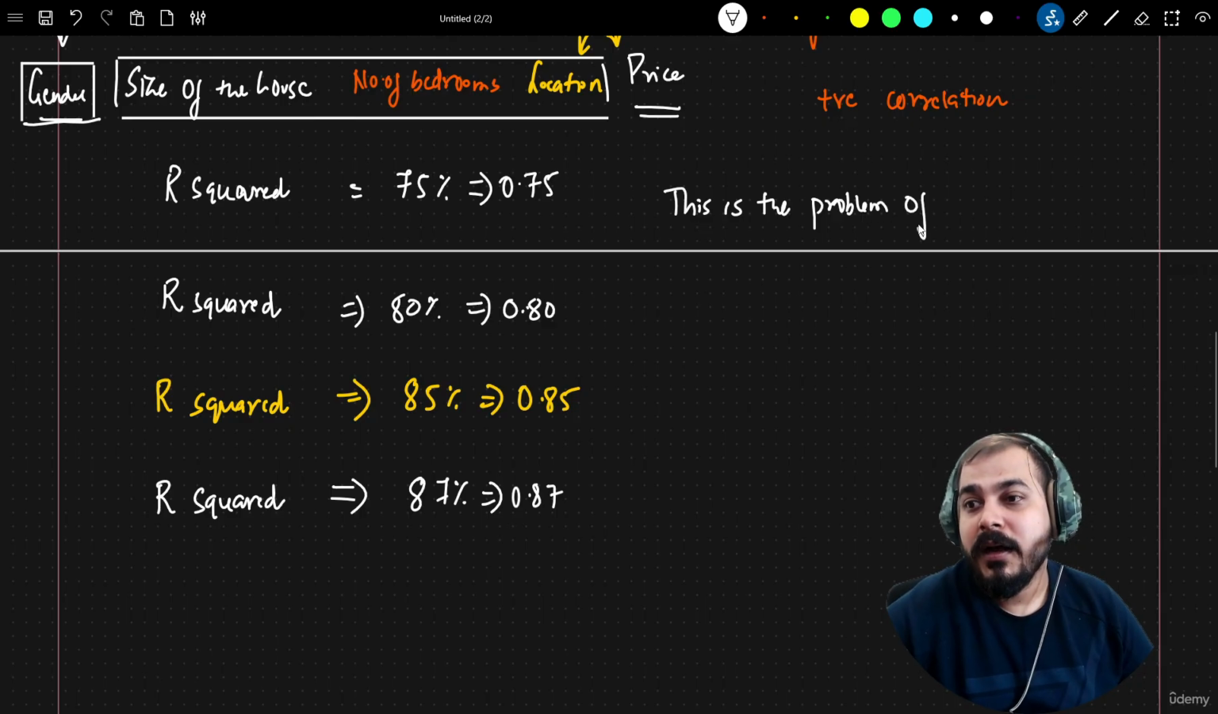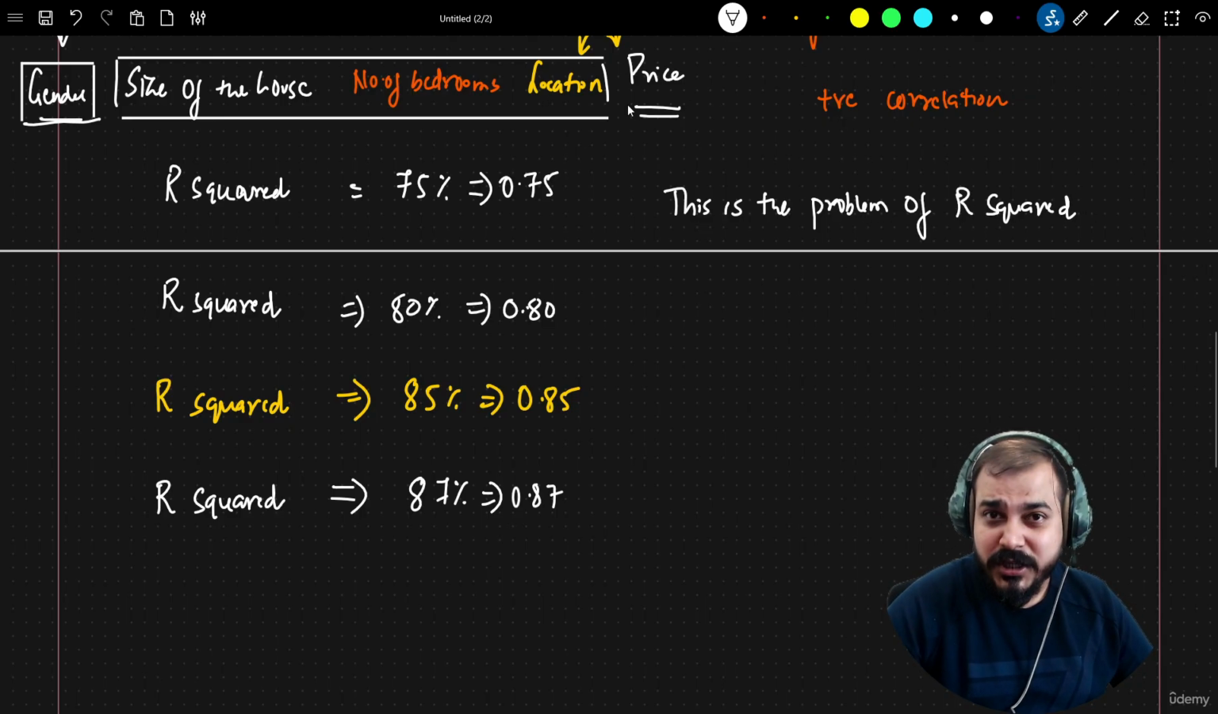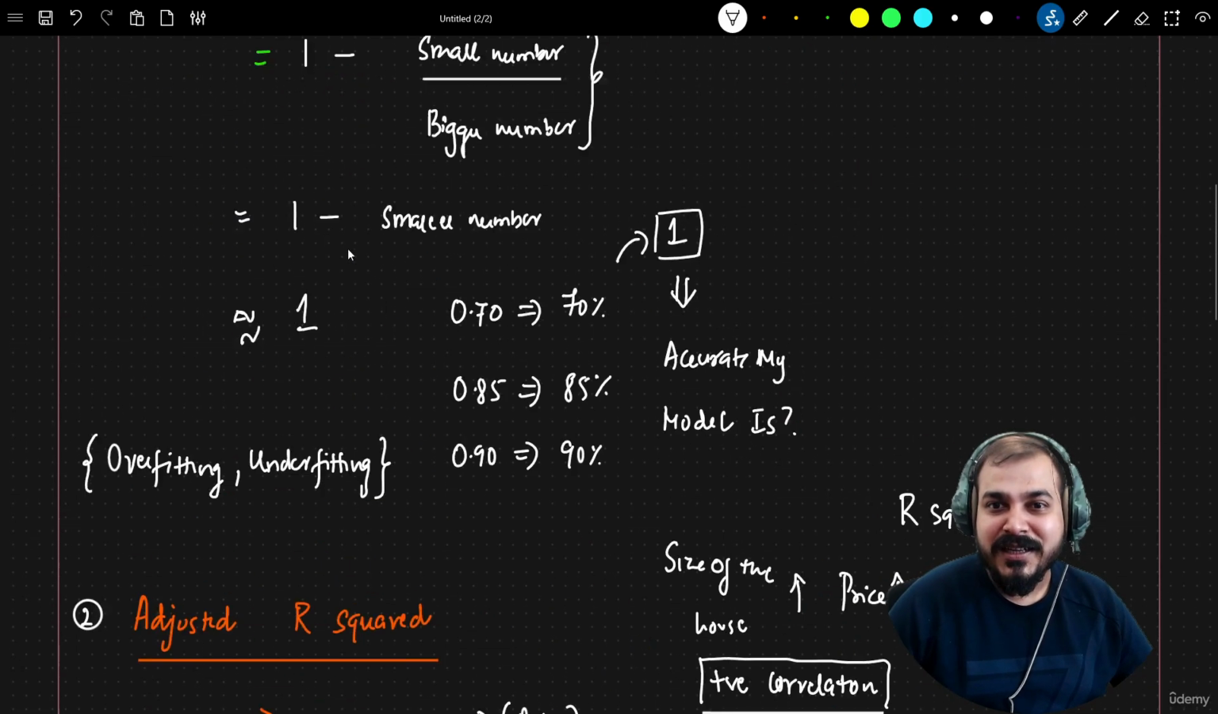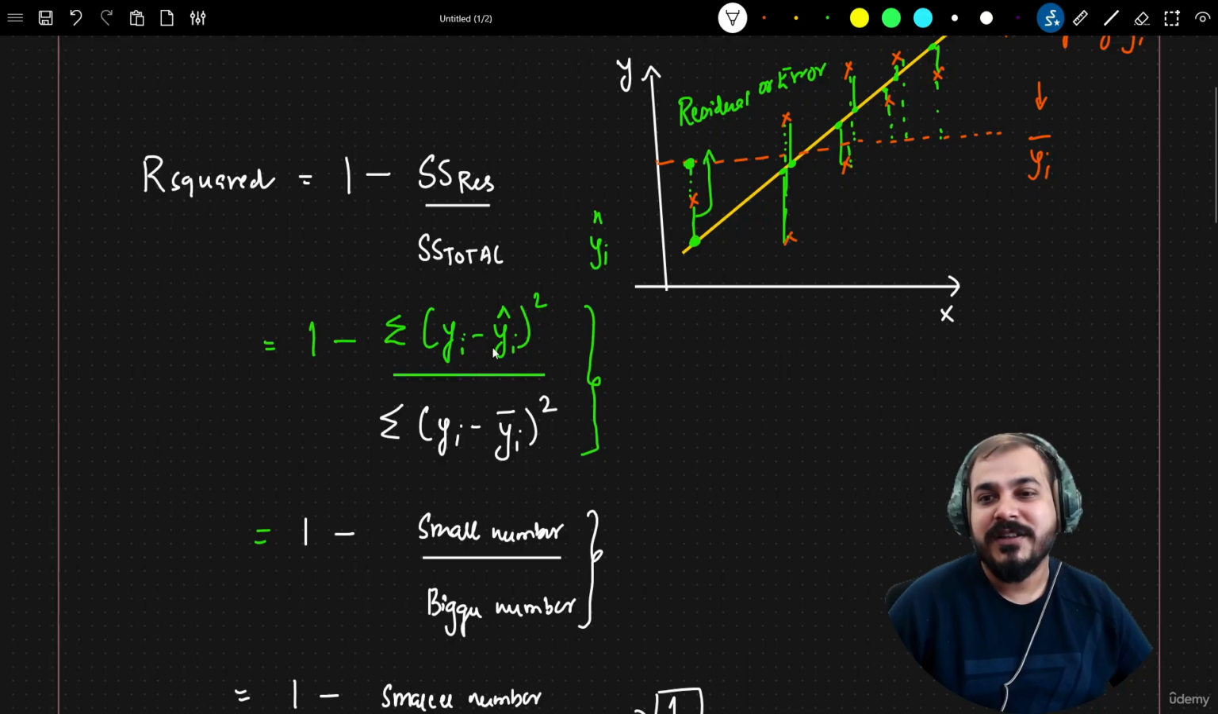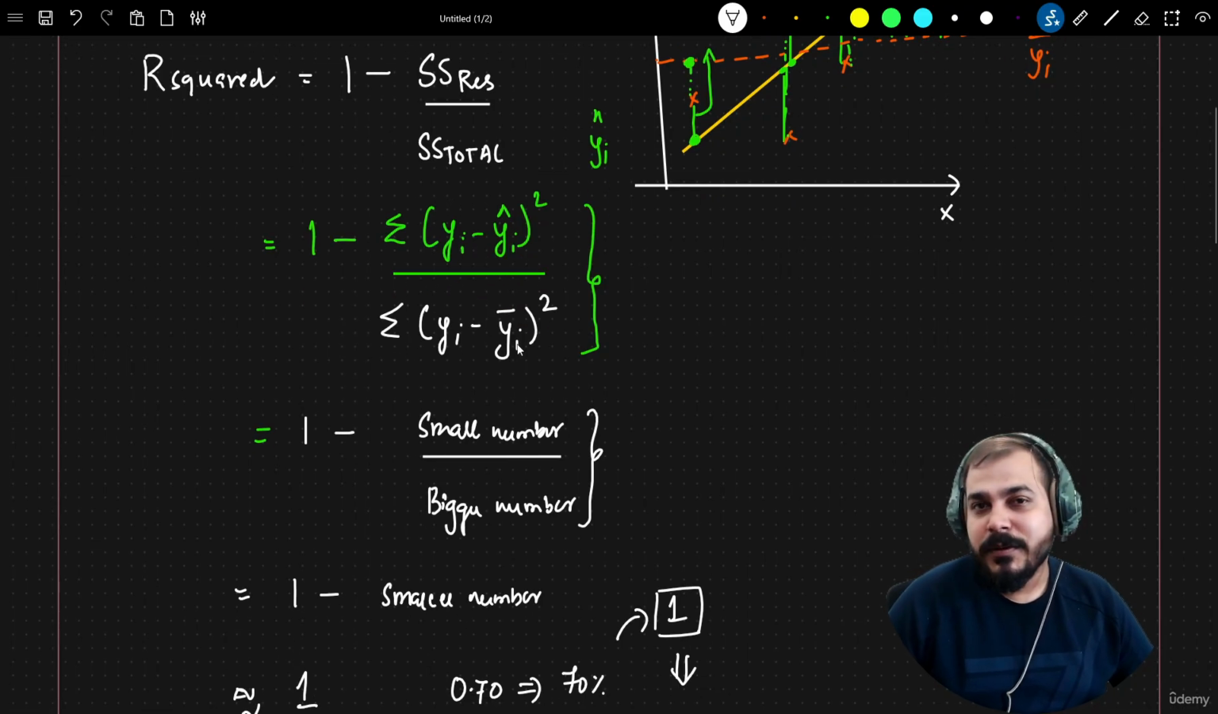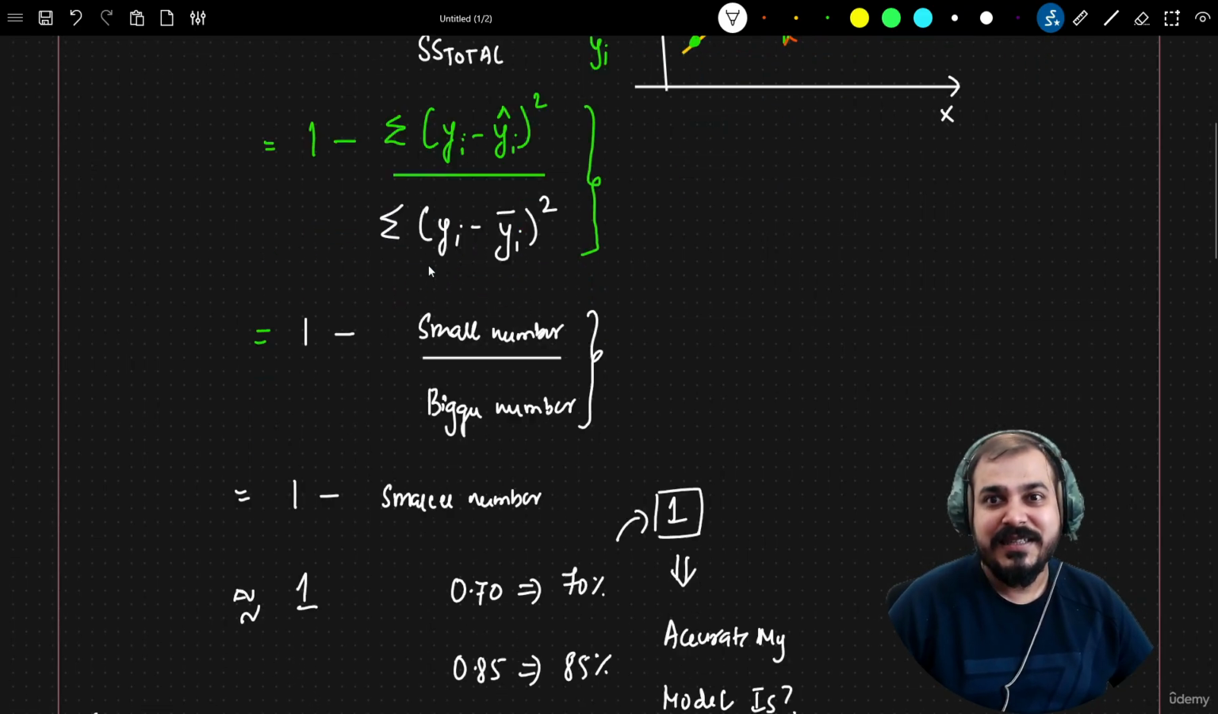Problem of R squared: even though you don't have a feature that is directly correlated with the output feature, this particular value still increases, since the formula is in that specific way. We are just trying to find out the difference between residual and the difference from the mean, which we basically call SS total.